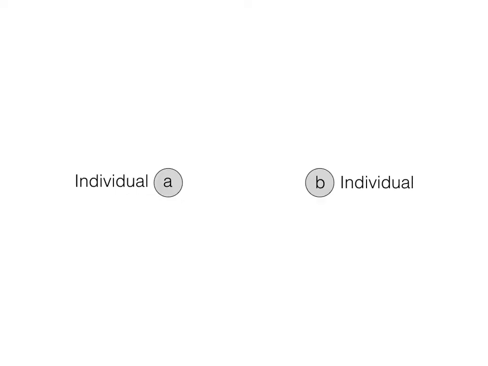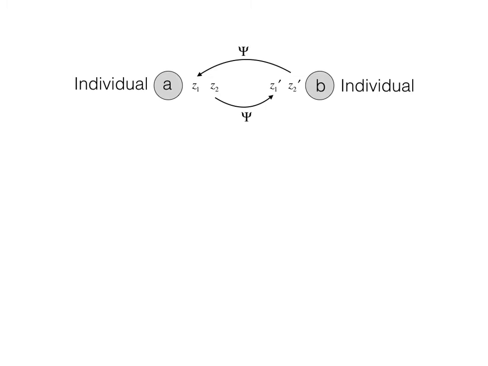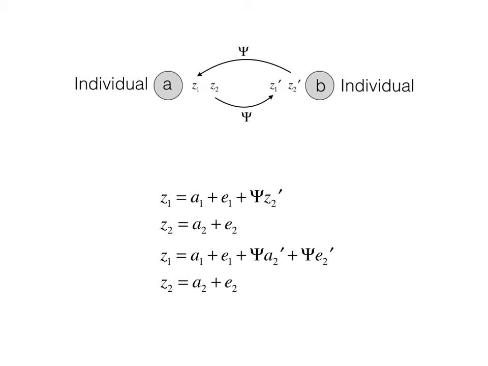So this is our indirect genetic effects model. We've got two individuals, individual A and individual B. Both of those have two phenotypes, Z1 and Z2. And what we're saying here is that the expression of the phenotype Z2 in individual B affects the expression of the phenotype Z1 in individual A, and that's mediated by a parameter psi. So that's the strength of the interaction, and the reverse is true. So individual A is affecting the Z1 phenotype of individual B. Okay, and we can write this out mathematically. So these are just the equations that we've seen before, and you can extend it out to look like this. So this is a description of the phenotype that's affected by an indirect genetic effect.